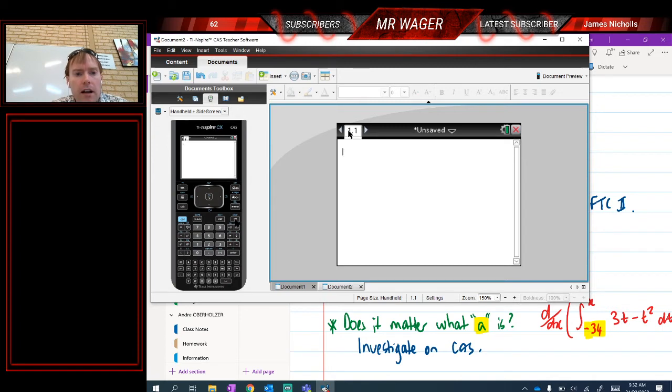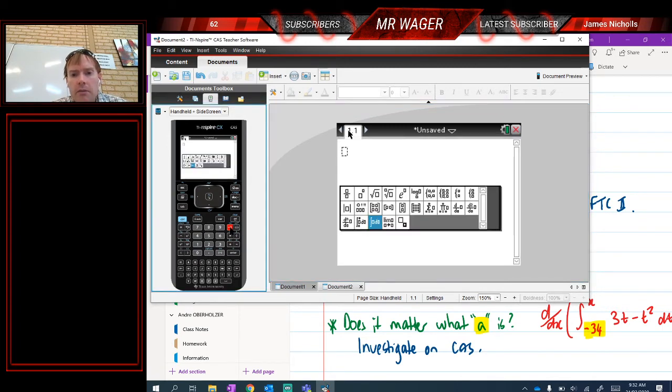So on the TI calculators, you get the book of functions down here. We're going to use this a lot. And it's going to be this thing here.